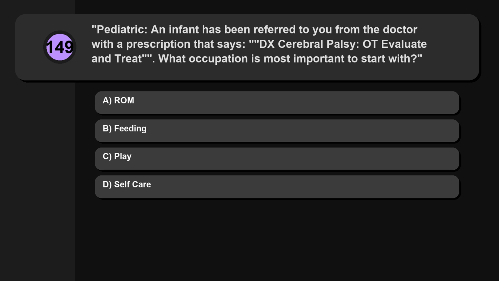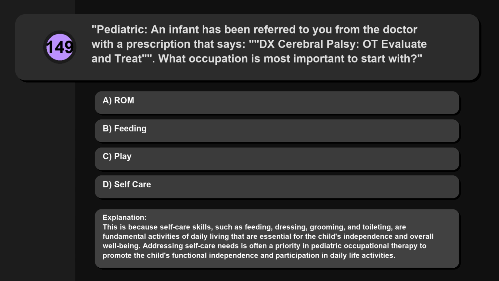Question 149. Pediatric. An infant has been referred to you from the doctor with a prescription that says, diagnosis cerebral palsy, OT evaluate and treat. What occupation is most important to start with? Option A, rest. Option B, feeding. Option C, play. Option D, self-care. The correct answer is option Nan. This is because self-care skills, such as feeding, dressing, grooming, and toileting, are fundamental activities of daily living that are essential for the child's independence and overall well-being. Addressing self-care needs is often a priority in pediatric occupational therapy to promote the child's functional independence and participation in daily life activities.